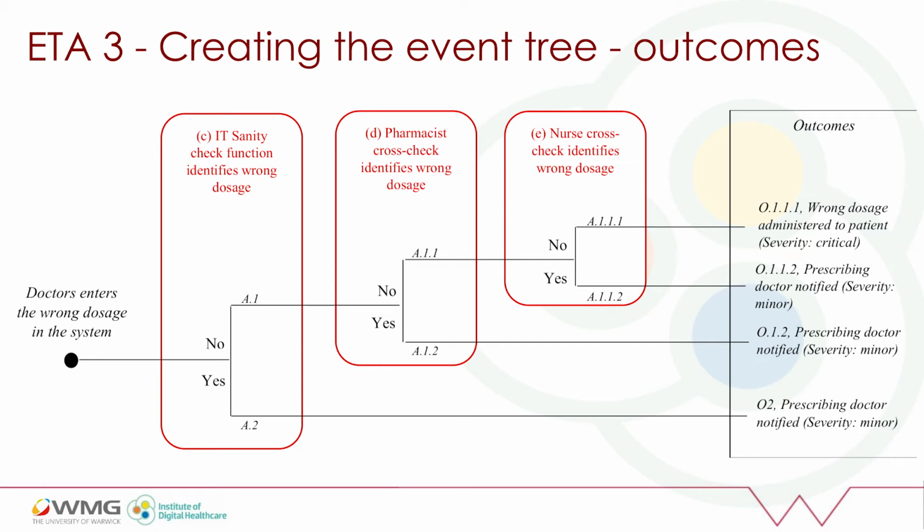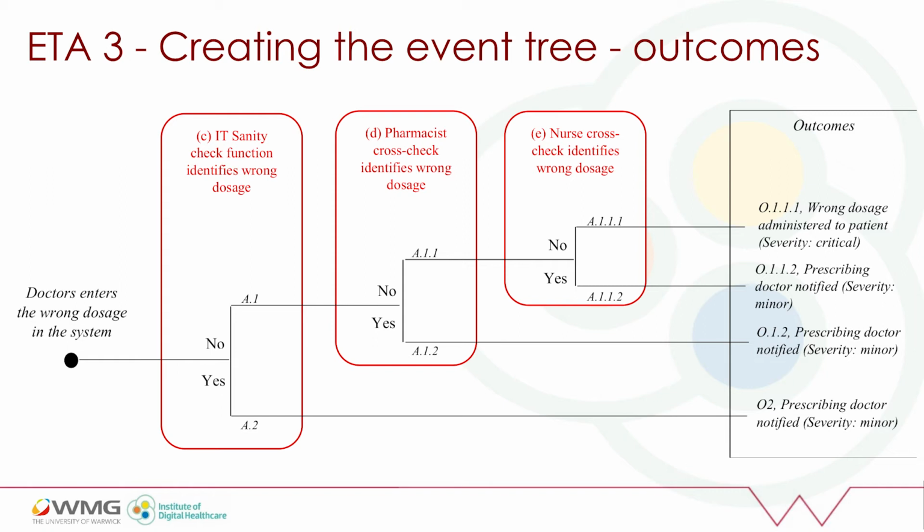We start by identifying the adverse effect. In this case, a doctor enters the wrong dosage in the system. Then we try to list the risk controls associated with that adverse effect, or in other words, with that failure condition. In this example, the risk controls include an IT function performing a sanity check of the dosage, a process for the pharmacist to review the prescription, and finally, the nurse to review the prescription at a later stage.